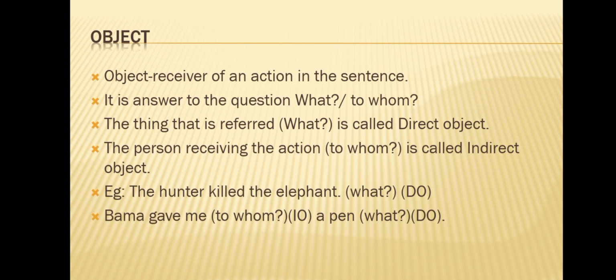In this sentence, we have a direct object too. That is a pen. Bama gave a pen. Bama gave me what? It answers the question what. So this pen is called a direct object. A sentence may have a direct object alone, or it may have a combination of both direct and indirect object. An indirect object can't stand individually in a sentence.